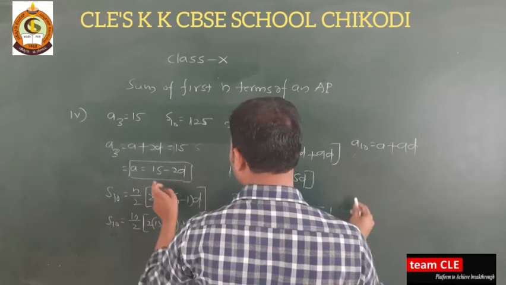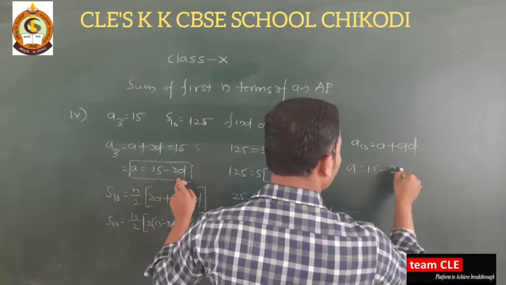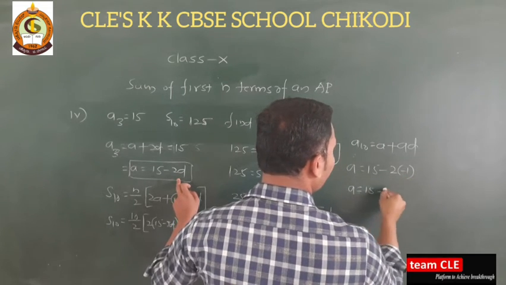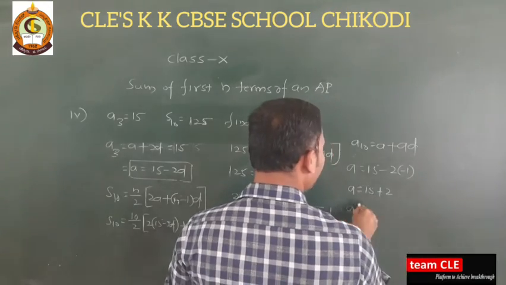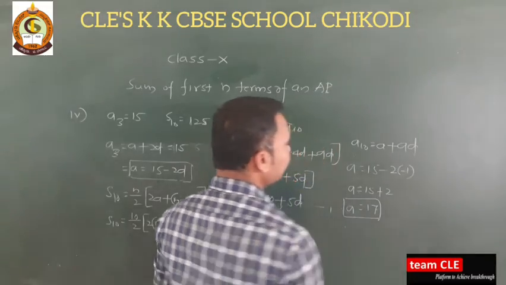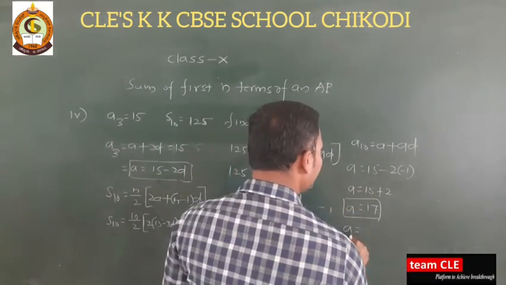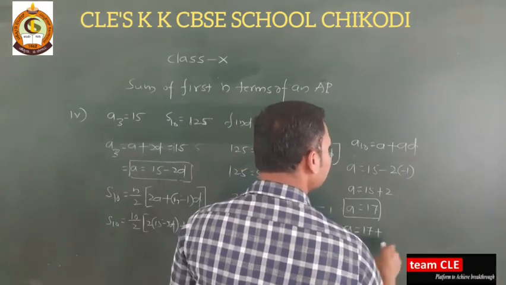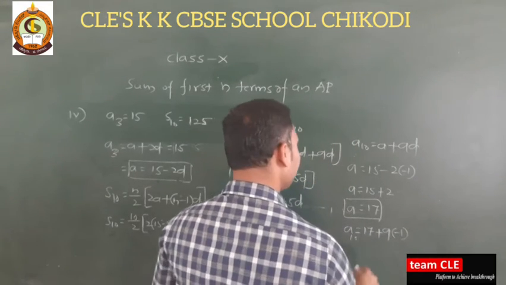A, this we can write here. Now A is equal to 15 minus of 2 into minus 1. So A is equal to how much then? 15 minus of, this is plus 2 into 1, 2. So A is equal to, we will get 17. So once you got A is equal to 17, you can substitute here. Now A10 is equal to 17 plus 9 into minus 1.